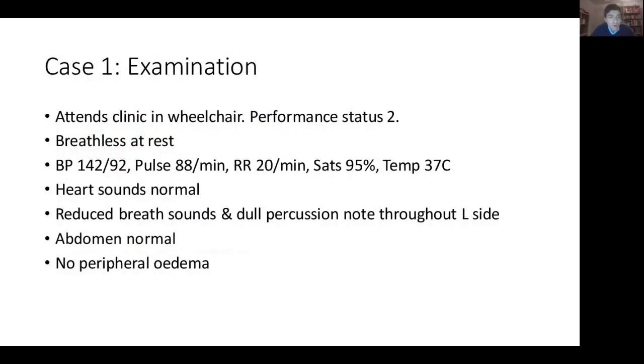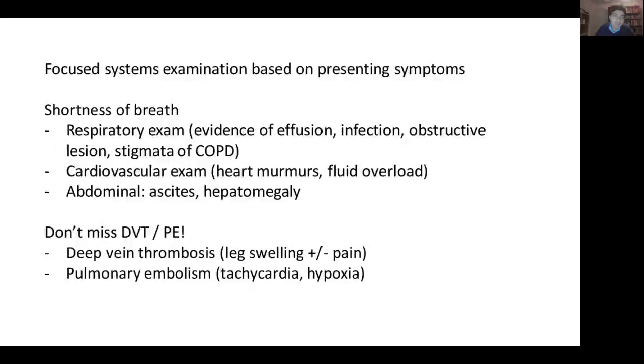When you examine her, she is in a wheelchair. Her performance status is 2. We'll return to that in a minute to explain what that means. Breathless at rest. She's haemodynamically stable and has reduced breath sounds and a dull percussion note throughout the left side of her chest. Otherwise, the examination is pretty unremarkable.